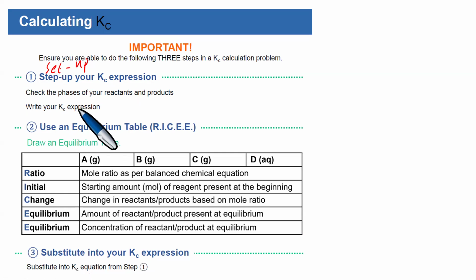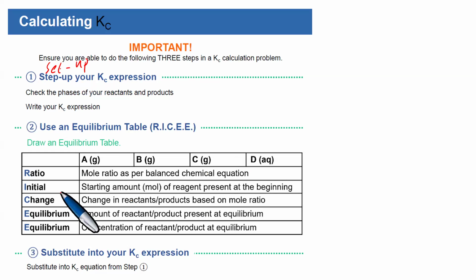This is something that is very important. Use an equilibrium table. Very often we would be interested in using an equilibrium table. With the ICE notation and scheme, you need to be able to draw an equilibrium table. In our hypothetical example, you have A and B as the reactants and C and D as the products. For instance, A is a gas, B is a gas, C is a gas, and D is aqueous. The mole ratio is as per the balanced chemical equation.